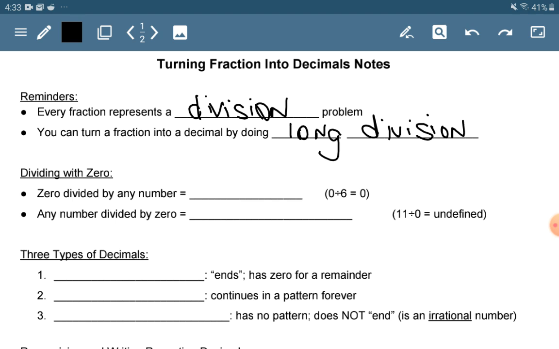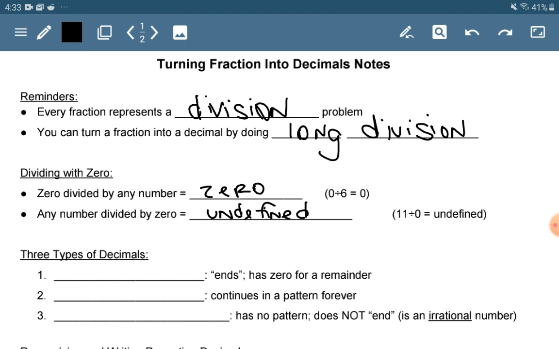A couple new things. One of the things you might encounter is if you have to divide with 0, or 0 might be in a fraction. If we ever have 0 divided by any number at all, positive, negative, fraction, decimal, whole number, the answer is going to be 0. However, if you have it the other way around, where you have any number divided by 0, your answer is going to be undefined. Those are just some basic rules you're going to need to remember.